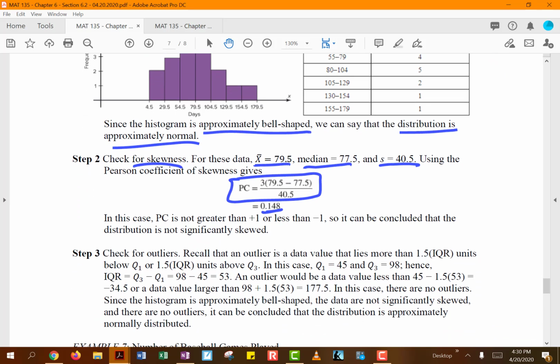you can see this number comes out to be 0.148. So it's a number which is not greater than 1 and it's not less than -1. So because it is staying within these limits of -1 and +1, our distribution is not significantly skewed. So if it's not significantly skewed, again, we can say it is approximately a normal distribution.